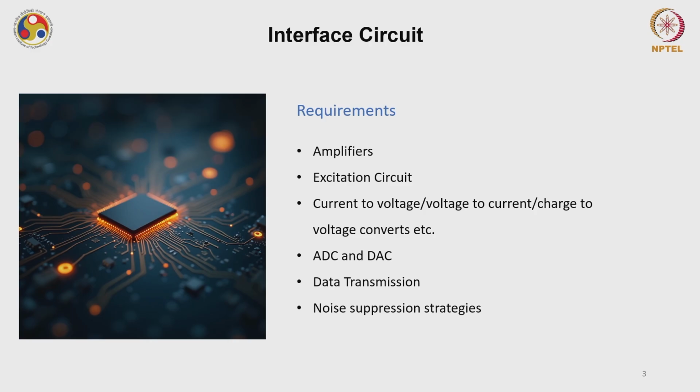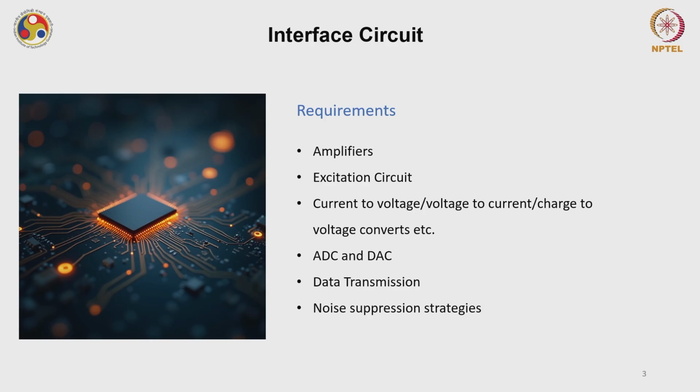Then once this data is acquired, we may need some signal conditioning circuit for faithful data transmission. Apart from that, we may also require some noise suppression strategies. For example, a simple bypass capacitor can be used for noise suppression, or you may have some sophisticated circuit to suppress or minimize this noise, or sometimes even eliminate it, depending on what kind of noise we have. So, you may need some strategies in the form of an interface circuit to minimize that.